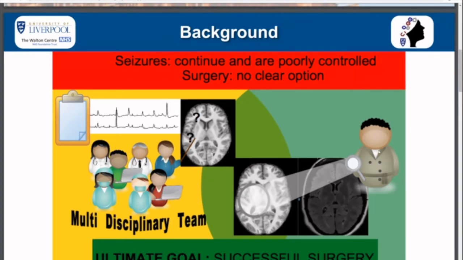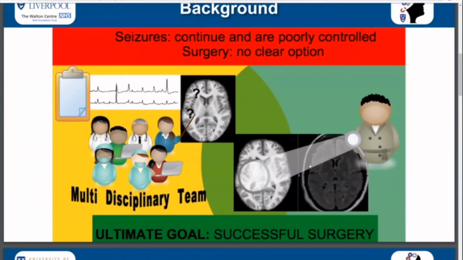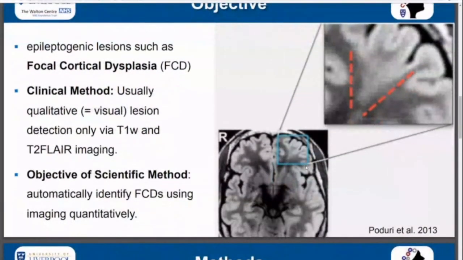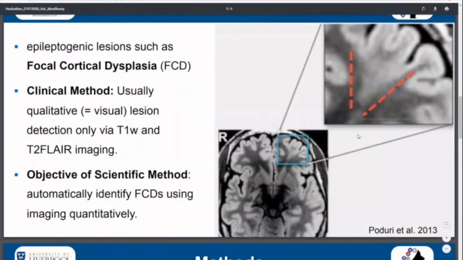However, the neuroradiologist will review the T1 weighted images and the T2 FLAIR scans to try and find lesions, but frequently they're very subtle and will have to be identified quantitatively. So this is what we have tried so that ultimately the patient could have successful epilepsy surgery. This is what this abnormality looks like. This is a focal cortical dysplasia site.